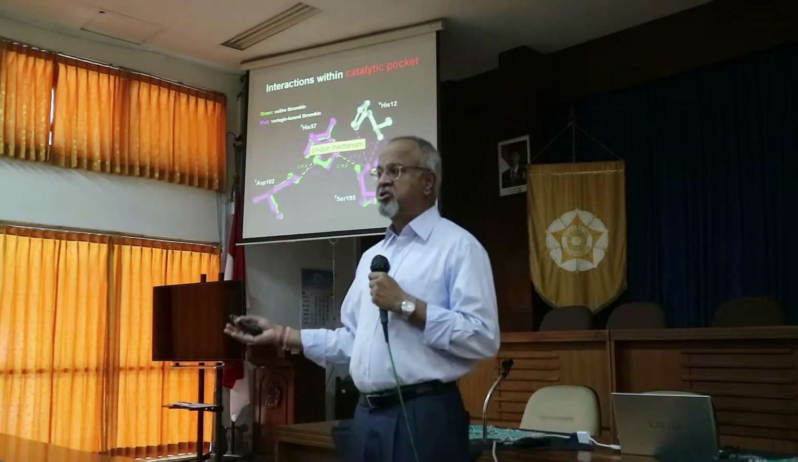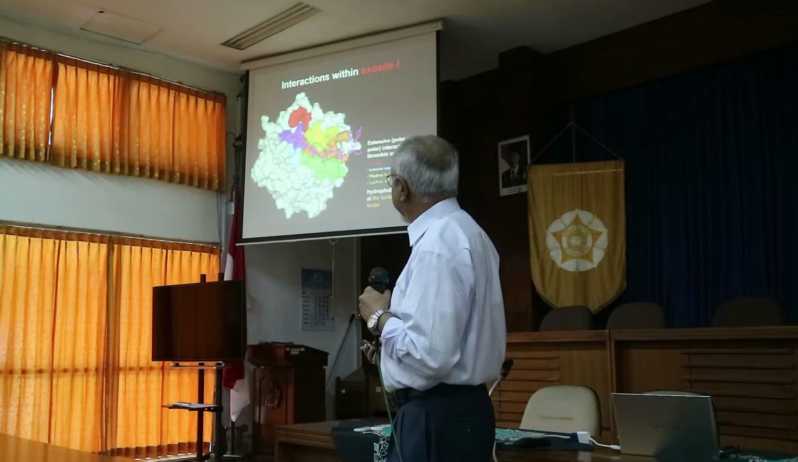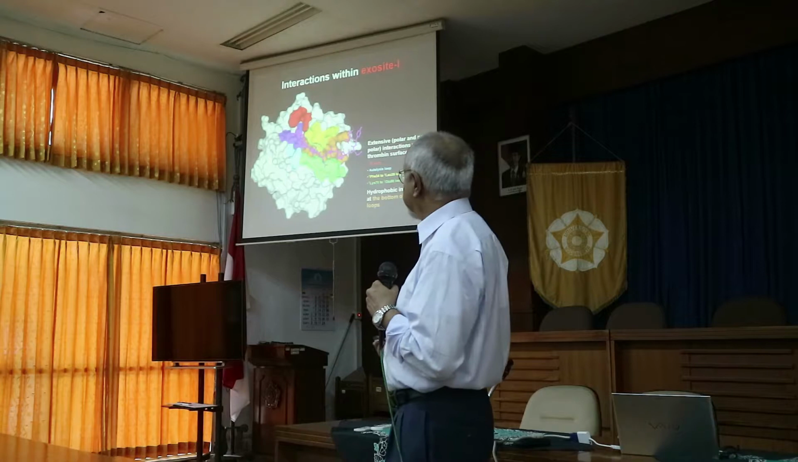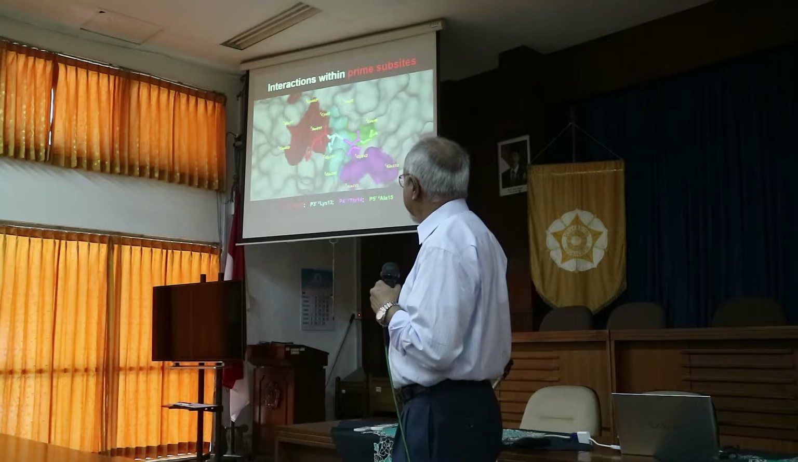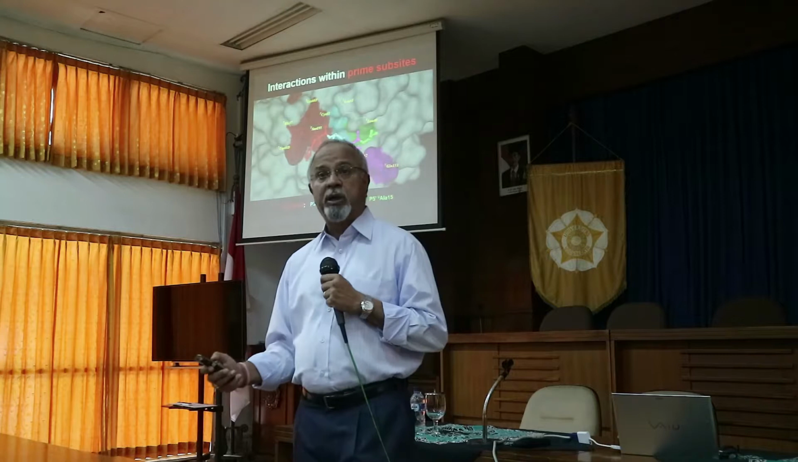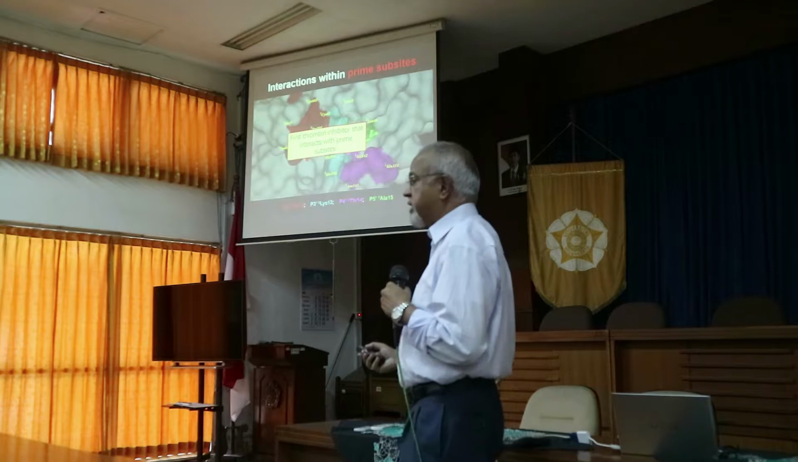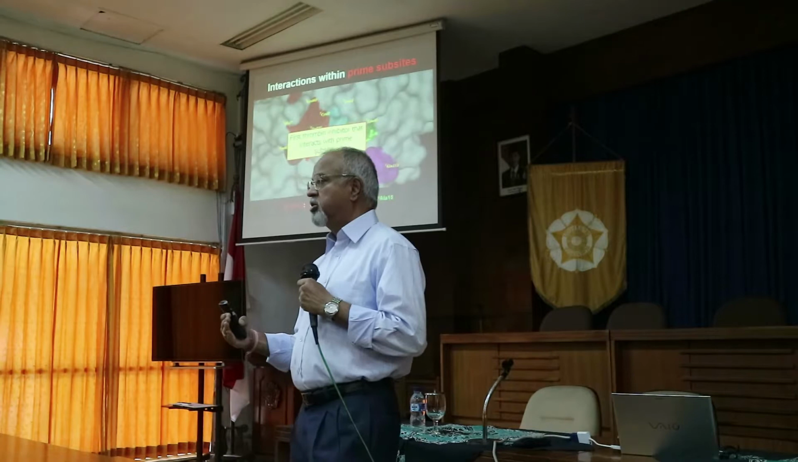Okay. So if you look at the exosite, it interacts with all these important surface loops of thrombin. And if you look at the prime subsites, it interacts very closely with all the prime subsites. So each of them are color-coded quite well. And this is the first thrombin inhibitor that interacts with the prime subsites. Because of this, it stays bound to the thrombin even after cleavage.